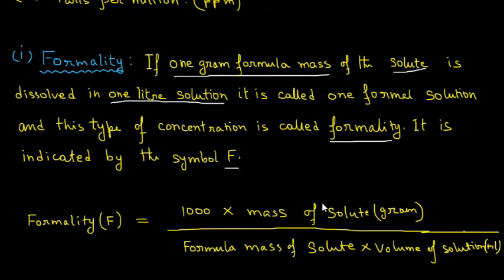So according to the definition, formality F is equal to 1000 multiplied by mass of the solute in gram upon formula mass of the solute multiplied by volume of solution in ml. So let us see how we get this formula. It is very simple.